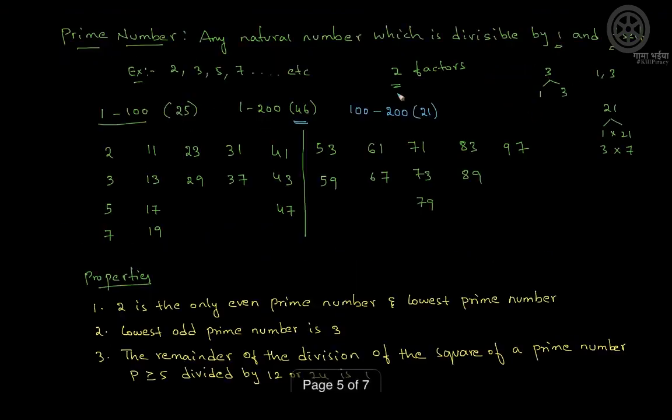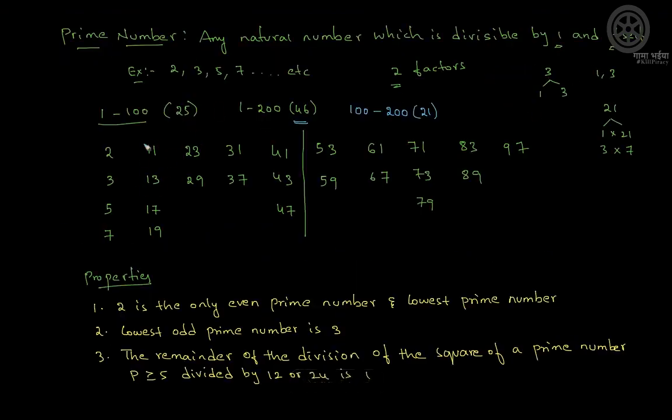Next concept is twin primes. What is twin primes? A pair of prime numbers. A pair of prime numbers having a difference of 2. That's all. Having a difference of 2 is called the twin primes. Right? Let's see the examples.